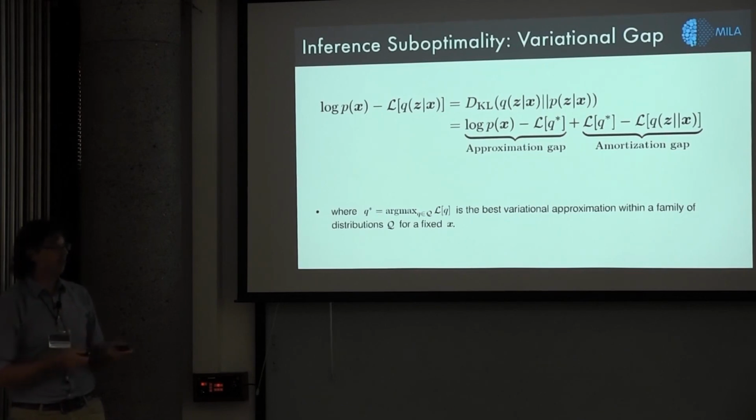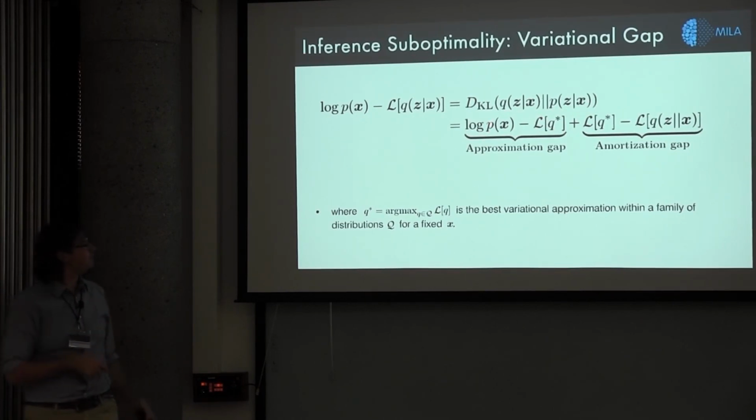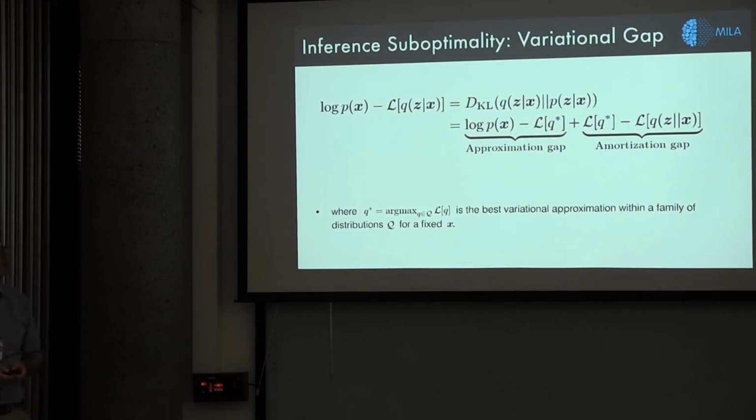And so you can imagine that you can incur an error due to the fact that you're using a neural net to predict that value as opposed to just doing a proper optimization within that family. And then you actually have an error due to the approximation that you're making there as well. So both of these two things are sources of error, the actual approximation family that you're considering.